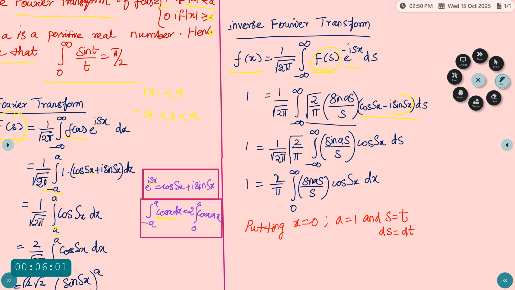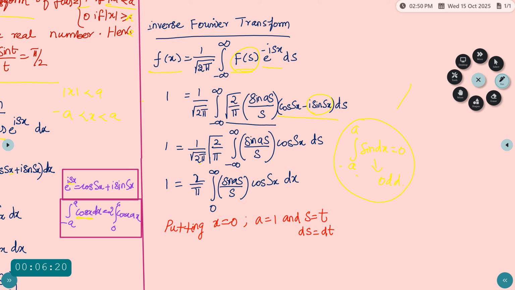Here also there is a sine term. The sine term is an odd function. If the function is odd, the integral from minus a to plus a of the function dx is equal to 0, because the sine function is an odd function. The odd function value is 0. So this term turns to 0.